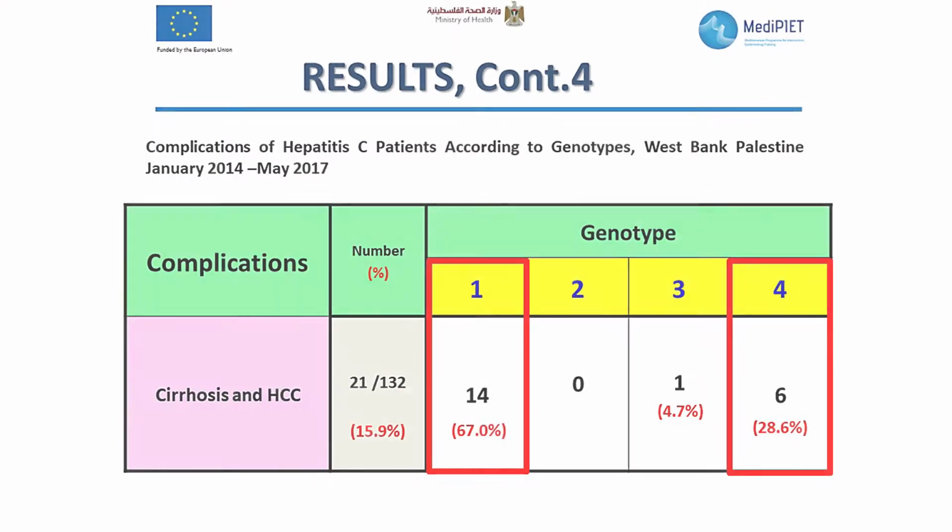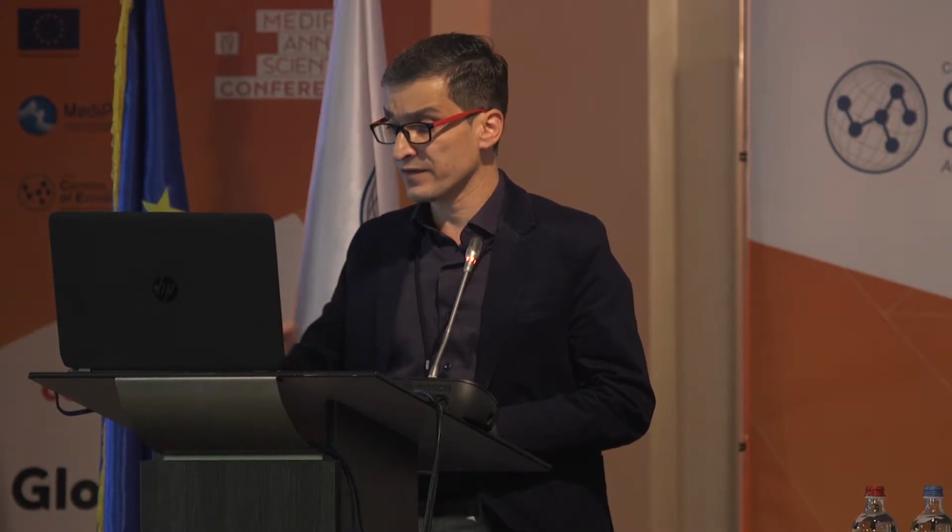This table shows the distribution of hepatitis C genotypes in the complicated cases. As we see here, genotypes 1 and 4 account for 95% of the 21 cirrhotic and hepatocellular carcinoma complicated cases.